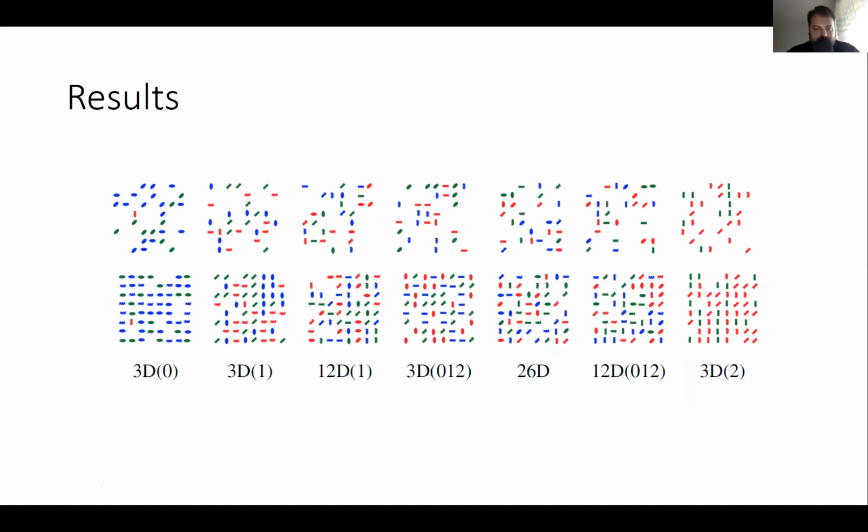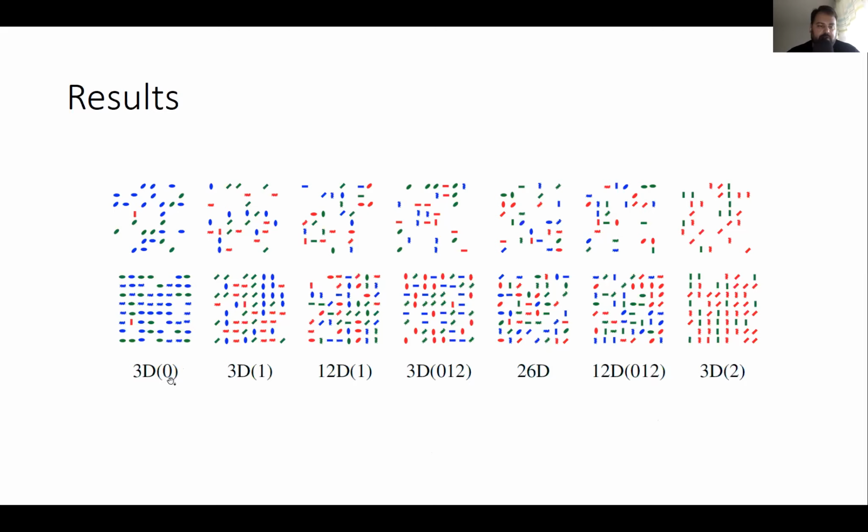And these are the 7 conditions they used in the experiments. The number before the D is the number of distractor groups, so we had 3 distractor groups, 12 distractor groups, and 26 distractor groups. And in the parentheses we have the number of features that the distractors share with the target.